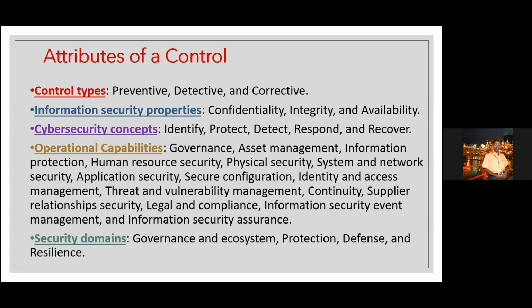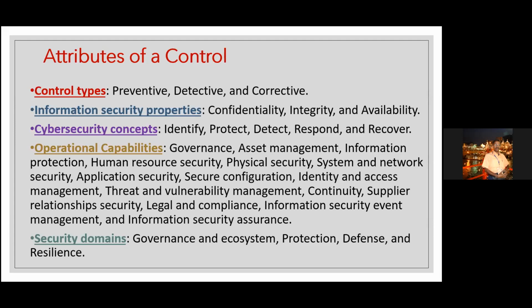So these are the attribute types now developed in the new version. One is control type. When we choose a control, what type of control is it? Is it a preventive, detective or corrective control by its nature? The second one is information security properties. Our famous CIA: is it confidentiality, integrity, or availability? And from the cybersecurity point of view, is it going to identify the cybersecurity threats, or protect, detect, respond, or recover?